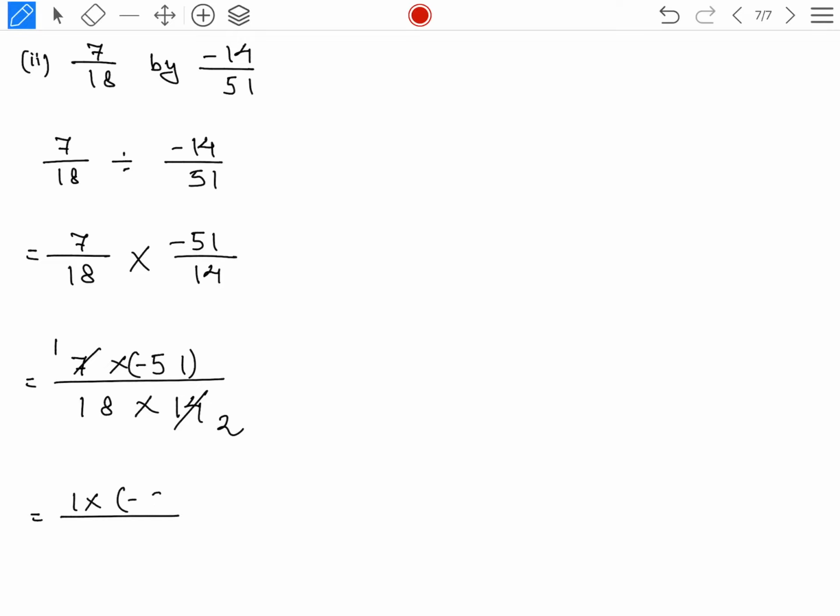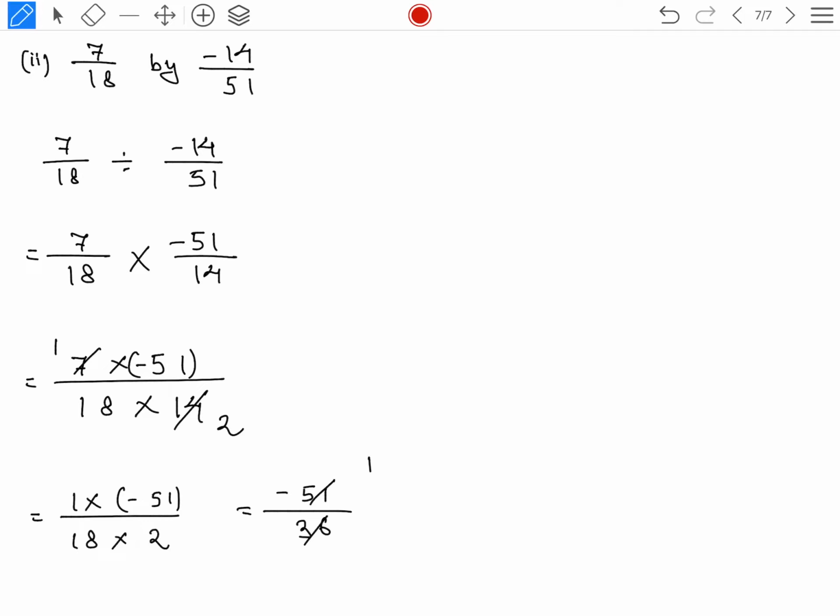Next step, multiply numerator into numerator, 1 into minus 51, and 18 into 2. If we solve this one, then we'll get minus 51 by 36. Understood or not? 51 is divisible by 3, and 36 is also divisible by 3.